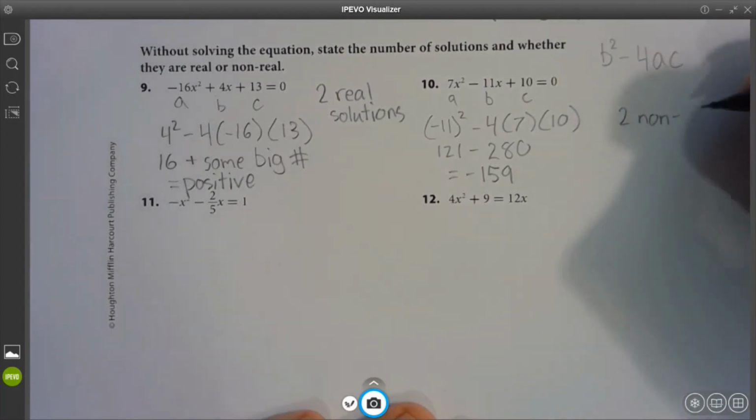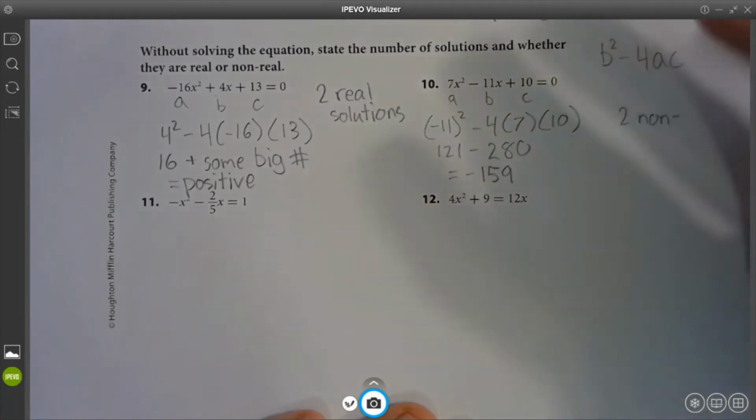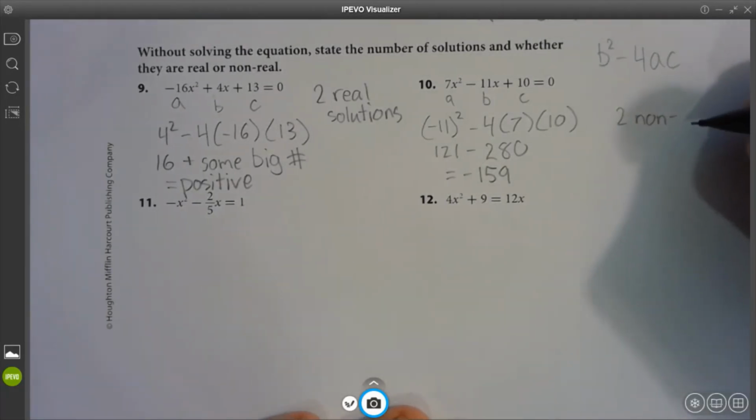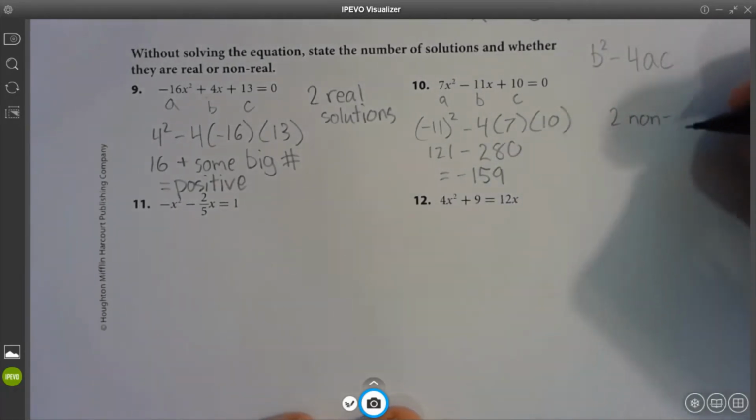Again, almost certainly it's two complex solutions, but just to be sure, we'll just say non-real instead of complex, just in case it's just imaginary, not a complex number.